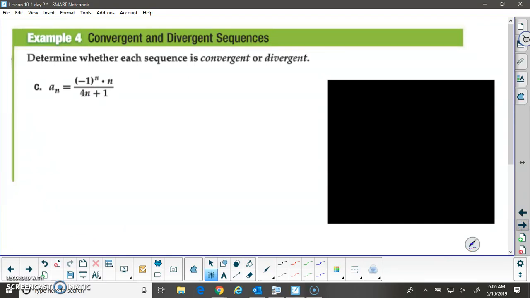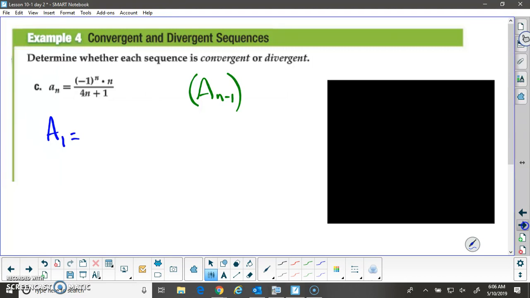Here's another example. The same directions: determine whether each sequence is convergent or divergent. This formula is an explicit formula. How do I know that it's an explicit formula? Because I don't see any a sub n minus 1. That would indicate that you have to use the previous term to find the next.